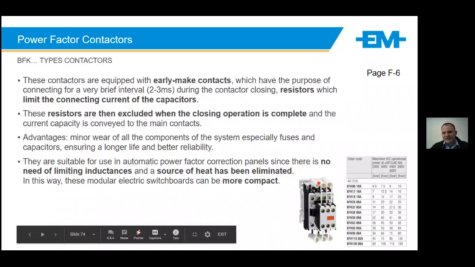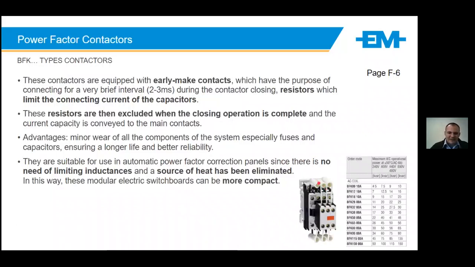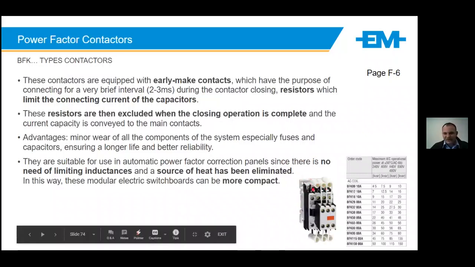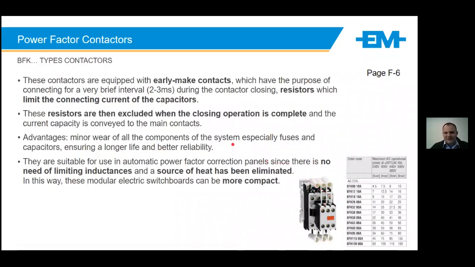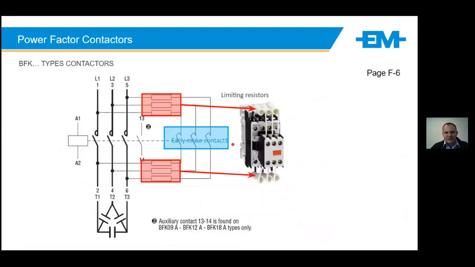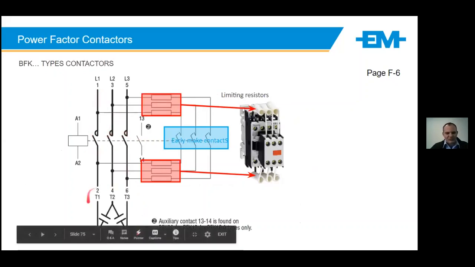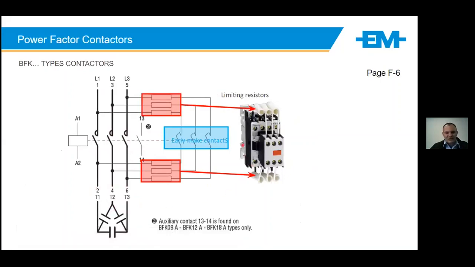All right. When you're using reactors on the output side of this or input, you would then not use the current limiting resistors. So how does this look? We've got the limiting resistors wired in. The early make would close for a few seconds. I mean, not seconds, milliseconds. And then it would bring in the main contactor points for the circuit.